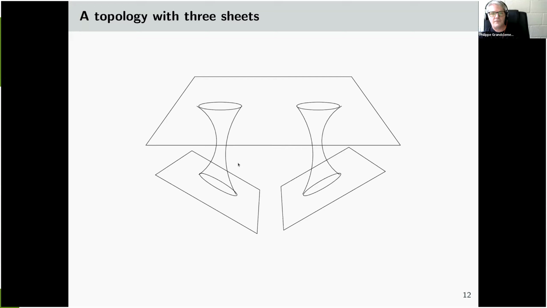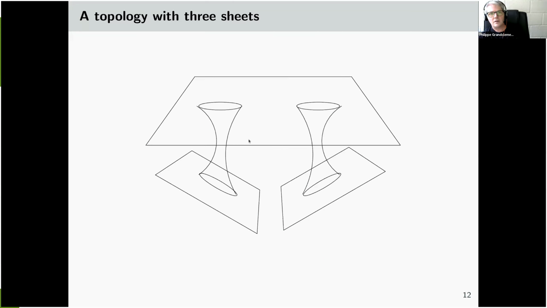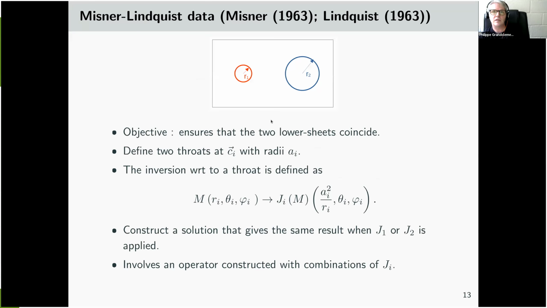So very soon after finding this kind of solutions, people tried to modify them, the idea was to ensure that the asymptotically flat regions close to the holes are the same. So they want to merge this part here and that part here. So essentially, it works like that. It's due to Misner and Lindquist in 63. So the idea is to ensure that the two lower sheets are the same.